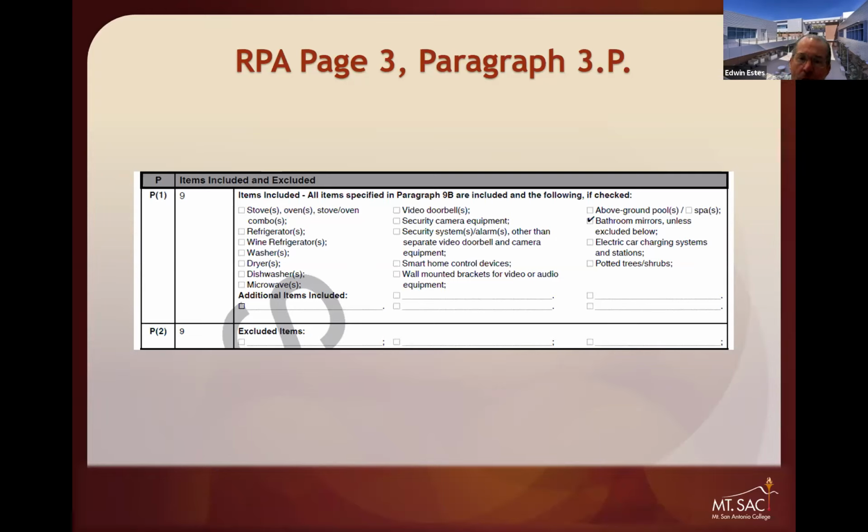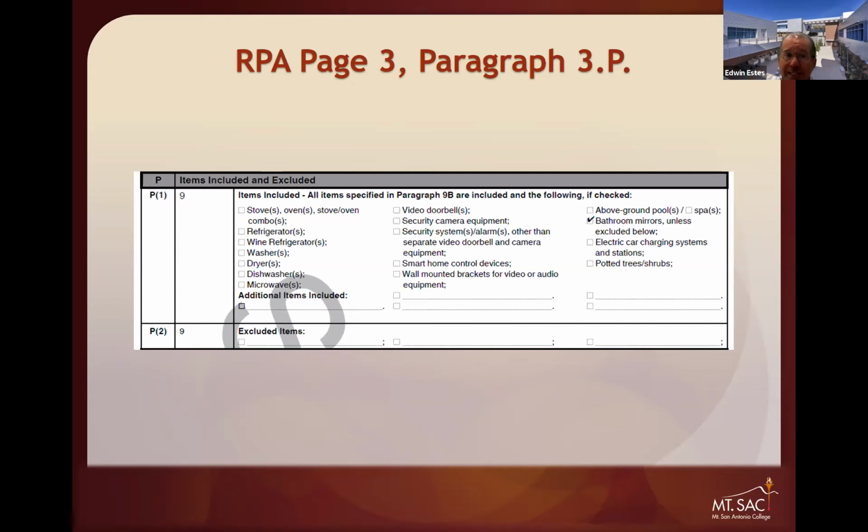Notice in the center column at the bottom, wall-mounted brackets for video or audio equipment. The current contract says that the TV can be removed, but the bracket stays. If you check the box in the current agreement, you can remove the bracket, patch the holes, but you don't have to repaint. This agreement says the seller can remove the TV and the bracket. And in paragraph 9, you'll see they still have to patch the holes, but they don't have to paint. Okay, so it's a change between the 2 agreements.